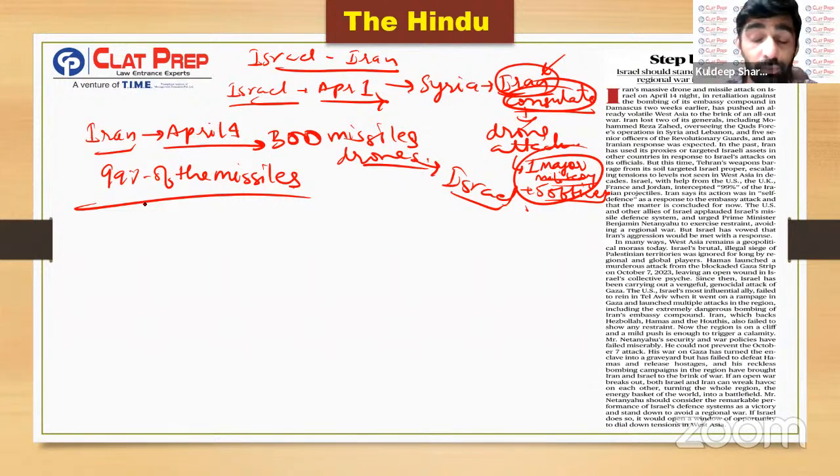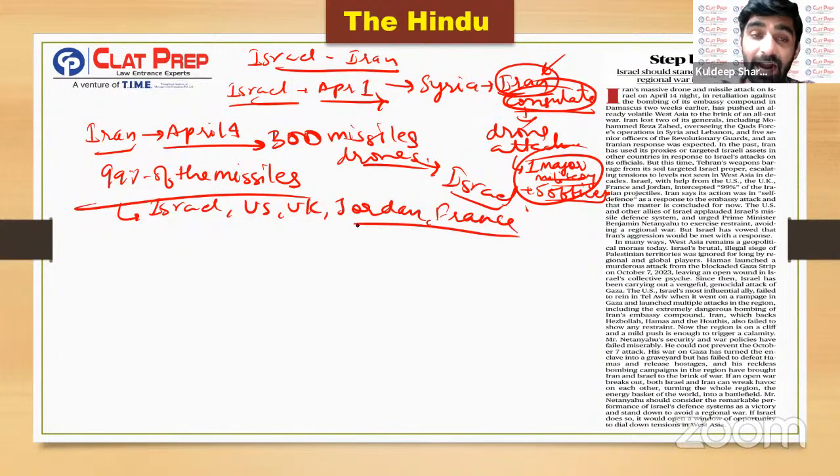Now, one more thing which happened in this attack was that 99% of the missiles which were intercepted were intercepted not just by the Israeli system, but also with the help of the US, UK, France, and Jordan. So missile defense systems were supplied by these countries and were also in Jordan. Jordan is another country near Israel, which shares a border with Israel.